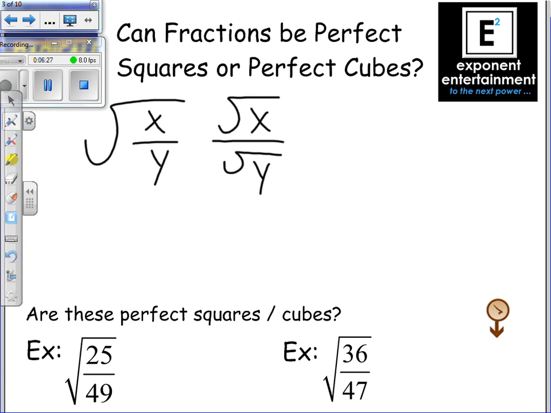Okay, what's your answer for this one? The square root of 25 is? The square root of 25 is 5. And 7. What's the next one? Try it. Square root of 36 is? Square root of 47 is? Six divided by? 6.85.